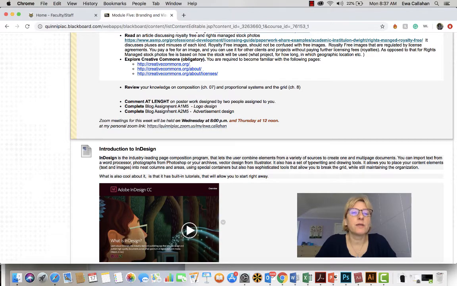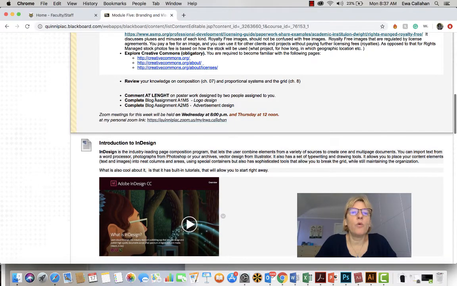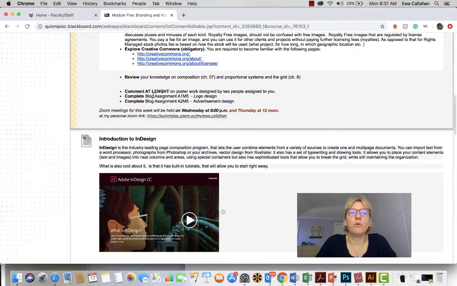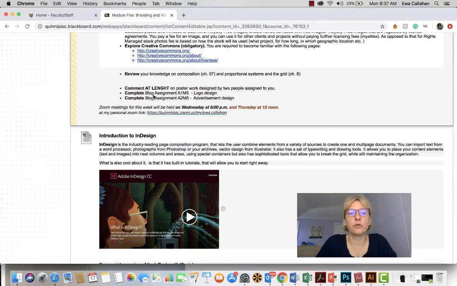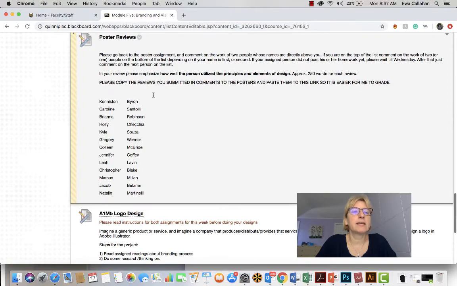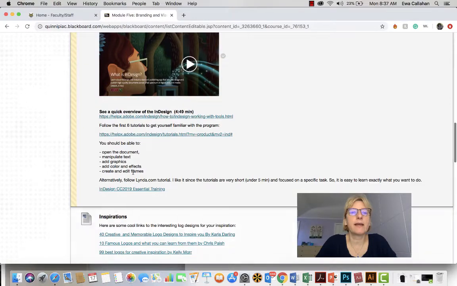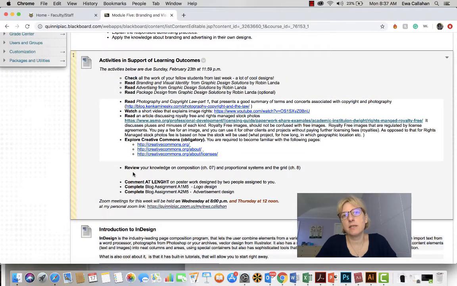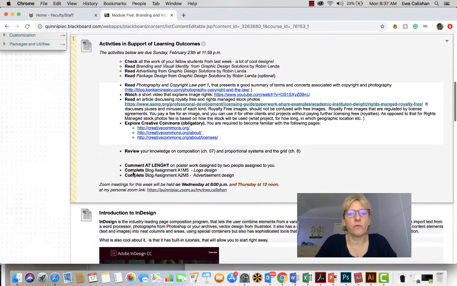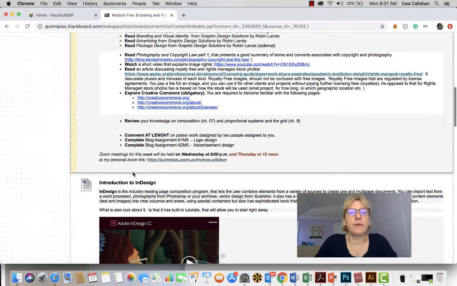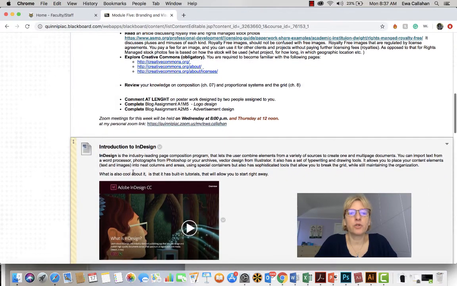There are actually 3 assignments for this week. One is to comment at length on the poster or work designed by 2 people assigned to you. Here is the list and the instructions for whom you are going to review. 2 works. Again, if you don't see the work of the person assigned by Wednesday and they didn't email you to tell you when to expect their work, please just go to the next person in line. There is no reason for waiting. And there are 2 other assignments. I will talk about them shortly.